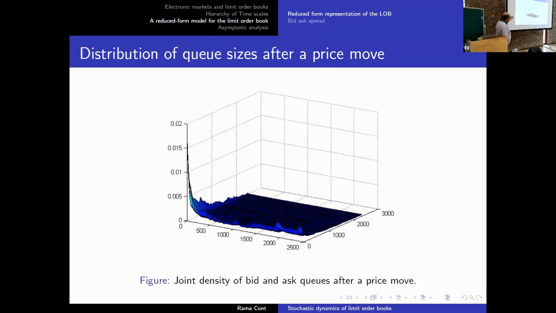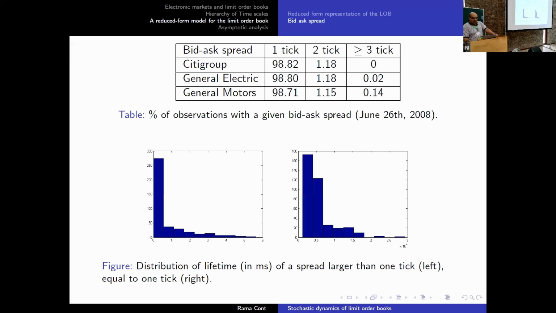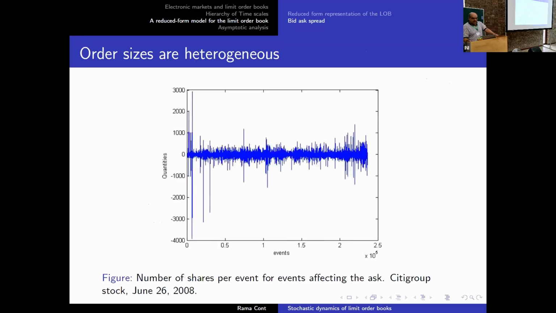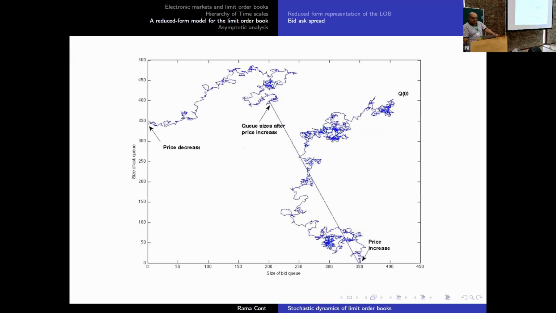So this is what it looks like in data. There's a joint density of the bid and ask queues after a price move. So it's a new queue length once the price moves. What's behind the best queue? Okay, so what happens now in this type of dynamics? You look at the two best queues, so you are in the positive quadrant, and you start from here, for example.